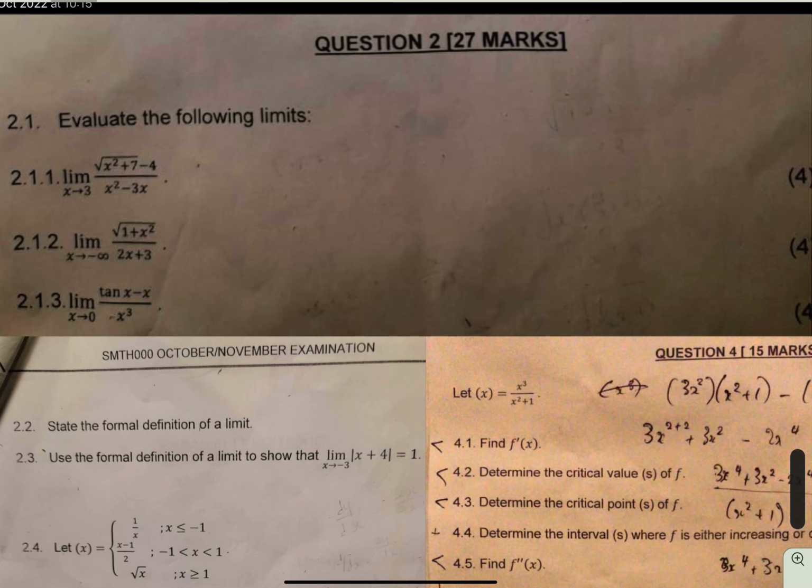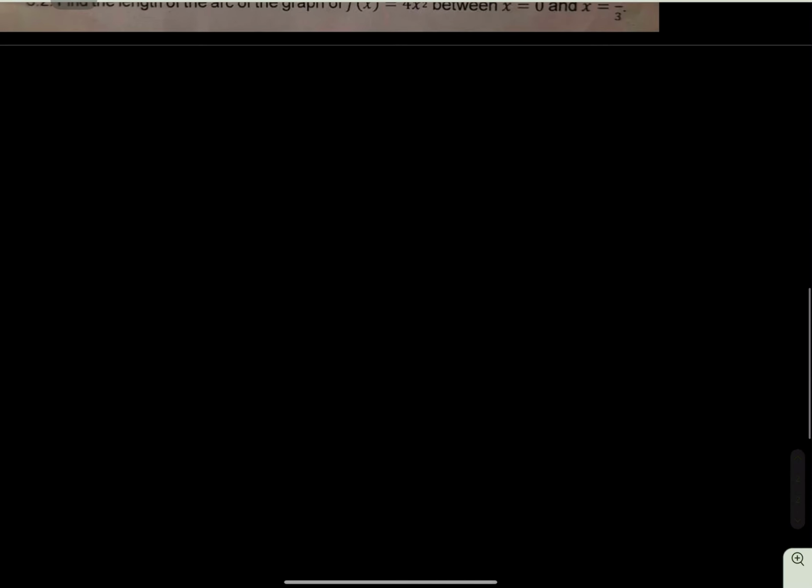They are giving you 3 limits, and all of them are 4 marks. And then let's check how we are going to go about it. The first one is the limit as x approaches 3 of the square root of x squared plus 7 minus 4 over x squared minus 3x. So I'm going to do it on a new paper here to say that is my question 2. This is where we are going to be starting.